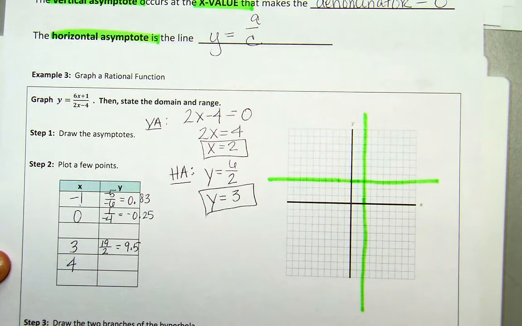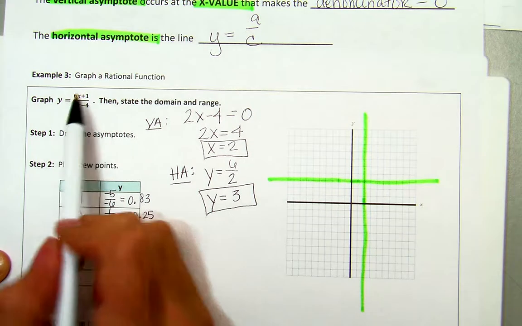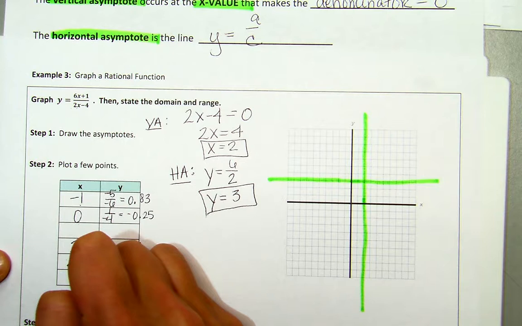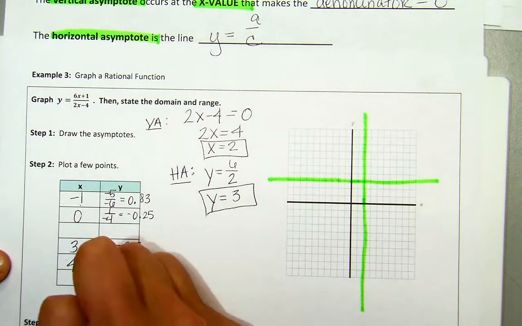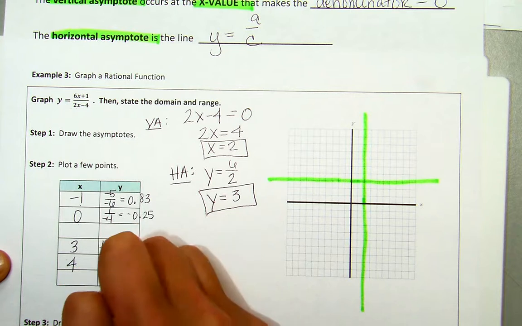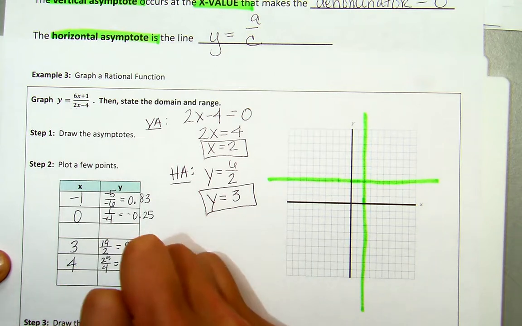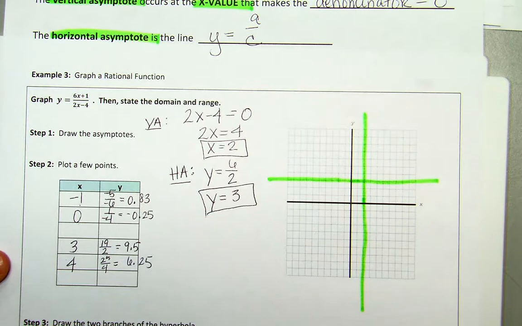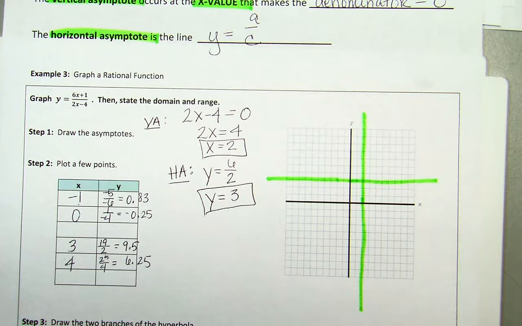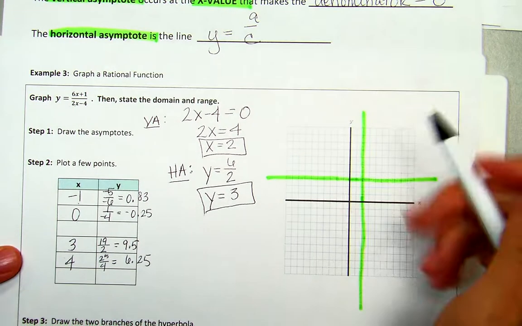The last one I have is if I plug in 4. So 6 times 4 is 24, plus 1 is 25, divided by 2 times 4 is 8, minus 4 is 4. Crunch that in my calculator, that's going to be about 6.25. So if I plot those points, they're not going to necessarily be exact, but they're going to be pretty close. We should see them fall in opposite branches of each other.